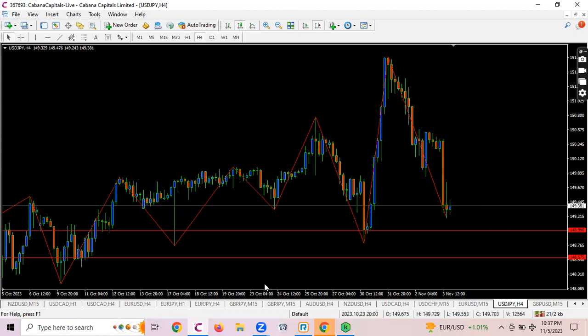Okay, which other pair? Let's look at one or two more pairs before we end the session. If there's any pair you want us to look at together, just drop it. So let's look at gold.